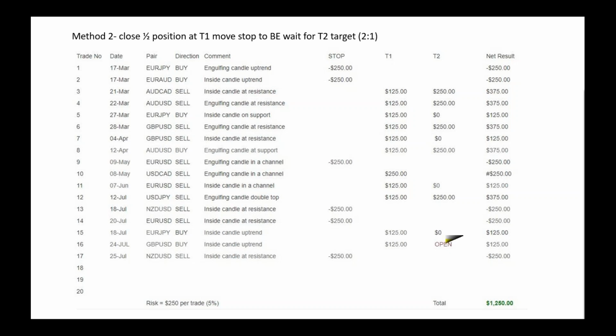And with this method, I have 1 open position, so I've already locked in 125 on that GBP USD, and I've got an open position waiting for the second target, and the current balance based on this method is 1250. Okay, so there you have it. That's an update that includes every single trade. There's 3 trades to go. Hoping that we can trigger some trades now and finish it up for this particular trading challenge.